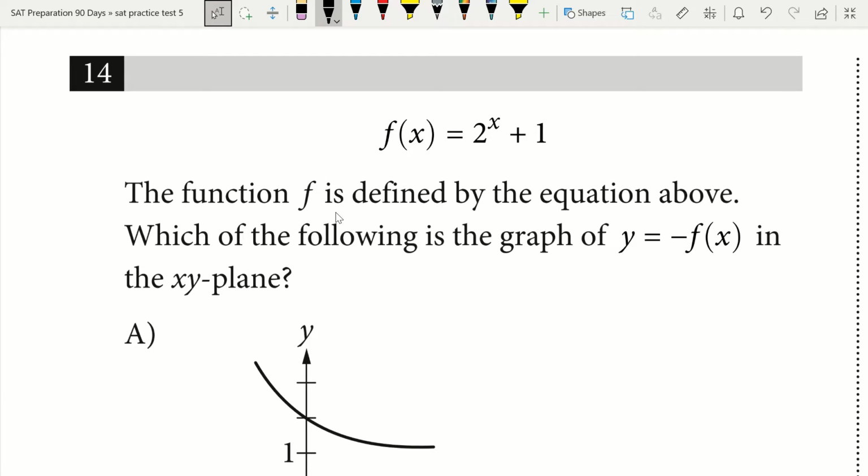Here is an SAT tip and trick for you that deals with raising a number to the power of 0 and also flipping a function over its x-axis. So to illustrate these two tips, I'm going to take a look at question 14 from SAT practice test 5.